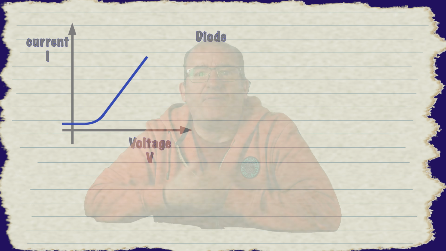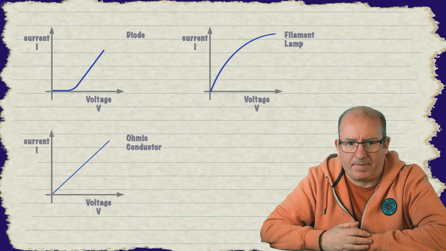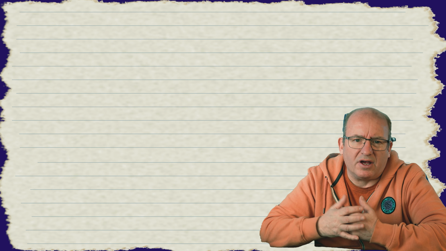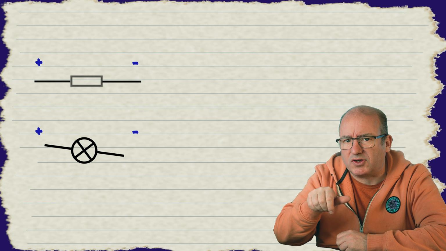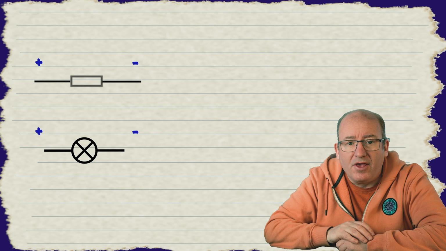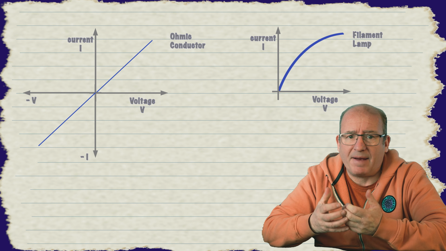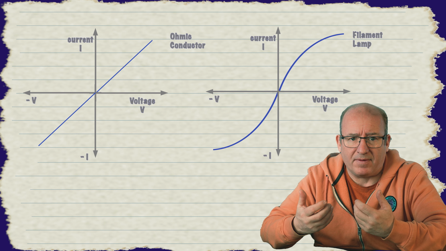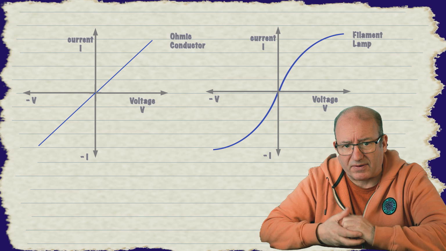There's a very important difference though between the IV graph for a diode and the IV graphs for an ohmic conductor or a filament lamp. If we take the ohmic conductor and the filament lamp and we reverse the components in the circuit or reverse the battery so that they're the opposite way round, we still get exactly the same shape graph. A lamp behaves exactly the same, whichever way it's connected. So does a resistor or a piece of wire.